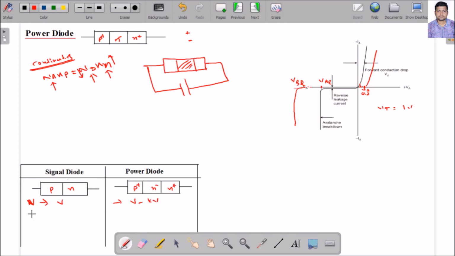Similarly, what is the current range? In the signal diode the current range is some milliampere to ampere, and in the power diode the current range is generally high, that is ampere to kiloampere range. Kiloampere range, not volt. Similarly, the power handling capacity in a signal diode is milliwatt to some watts, but in the power diode it is some watts to kilowatts. So overall, in the power diode the rating of the device generally increases.